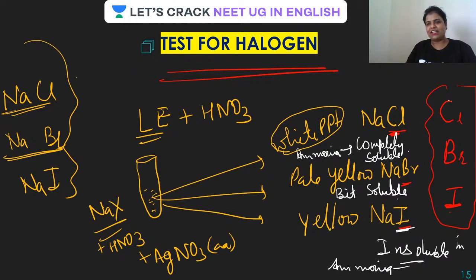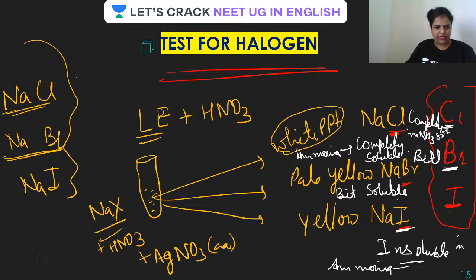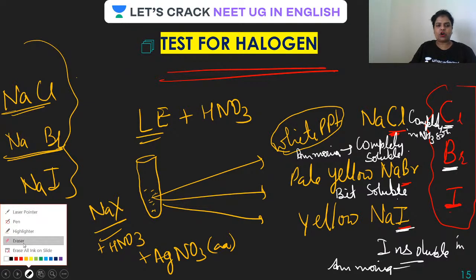Okay. So guys, come on, look at the screen. The C for chlorine, C for completely soluble, where? In ammonia solution. B for bromine, B for bit soluble. Let me write this bit properly.